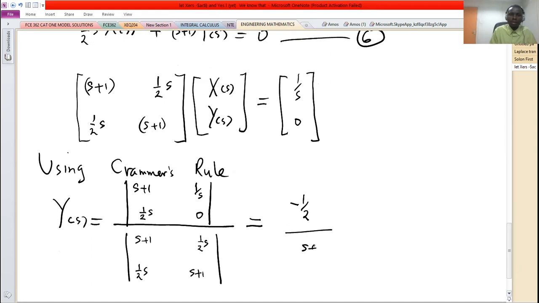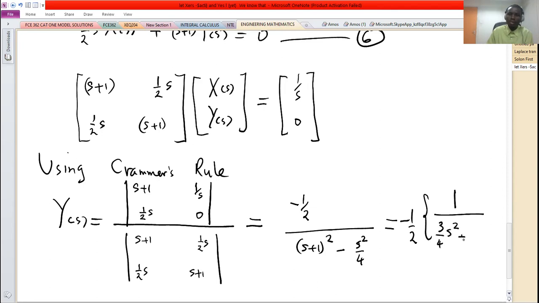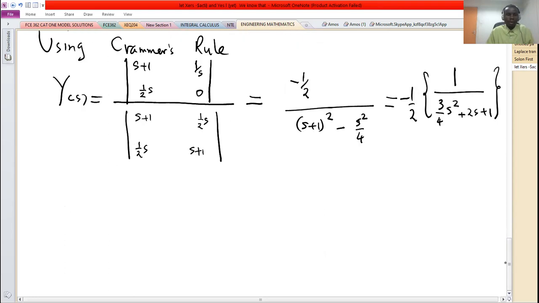And the denominator will be s plus 1 squared minus s squared over 4, which on simplification is the same as negative a half into 1 over 3 over 4 s squared plus 2s plus 1. So that is what we get as our Y.